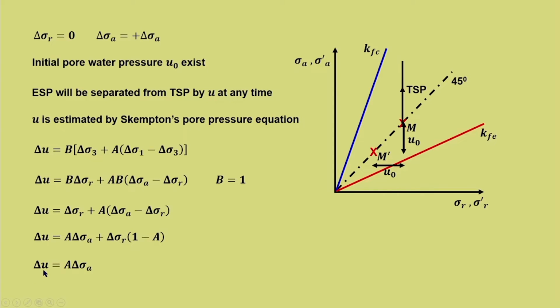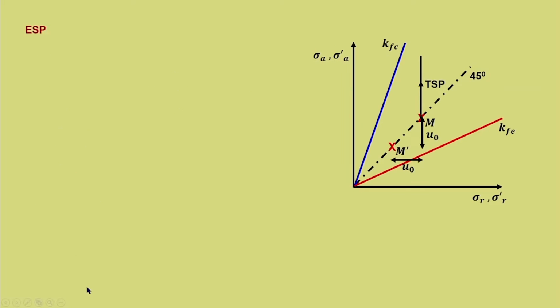So, now we have delta U is equal to A into delta sigma A. So, as sigma A changes, the pore water pressure will change. Once we know the pore water pressure parameter A, then we can always determine the change in pore water pressure. So, now it is easy to plot ESP, but is it that easy, when we have got the pore water pressure estimated?